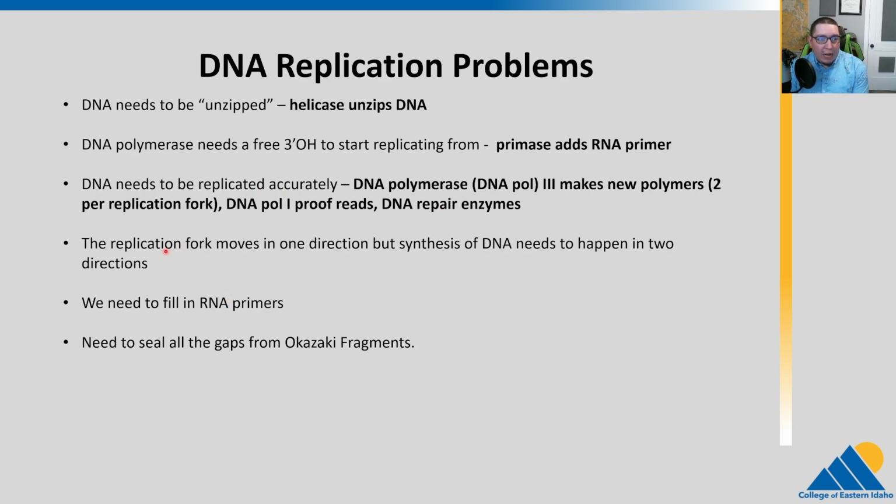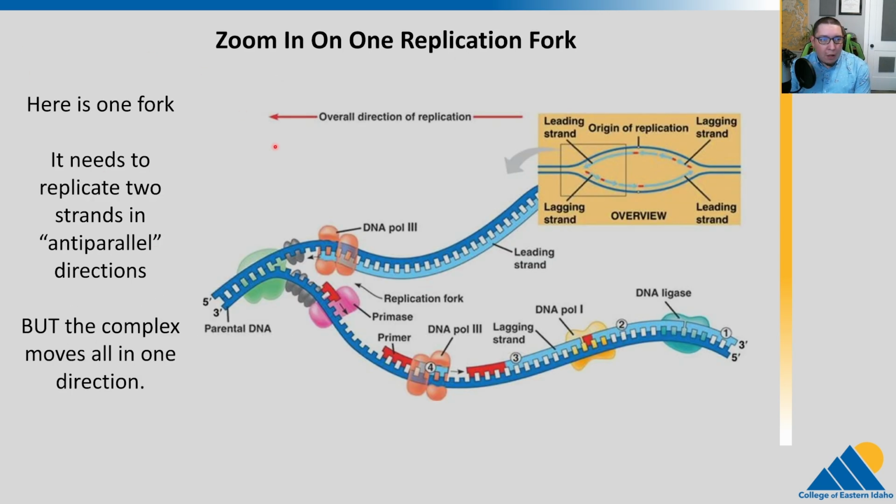We have the replication fork next, moving in one direction, but synthesis of the DNA, making new copies, needs to happen in two directions. So what do I mean by this? All right, let's look at this diagram here. We're looking at the replication fork, and it is moving to the left, right? Here is our DNA helicase, unzipping the DNA. DNA polymerase 1 here is moving 5' to 3', right to left. That's what we call the leading strand.